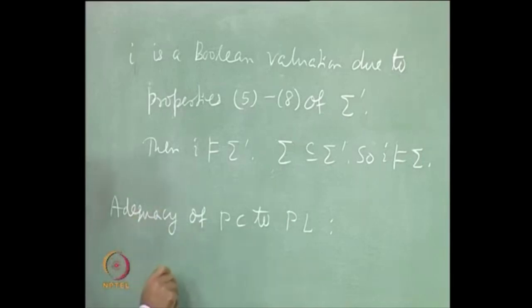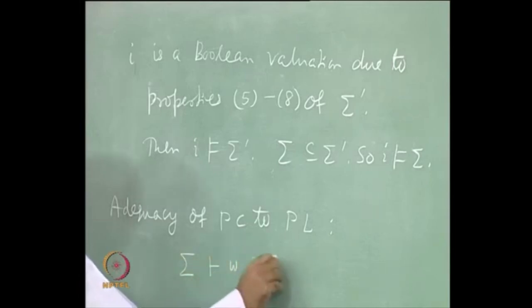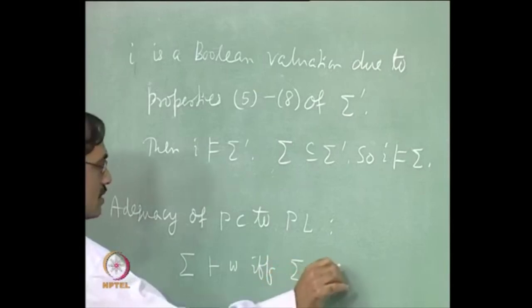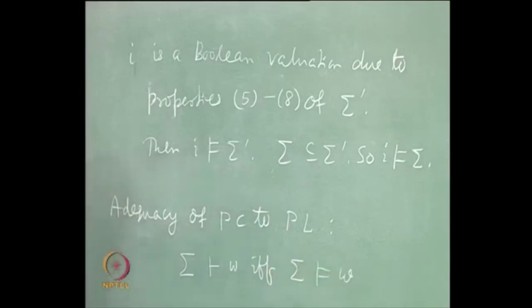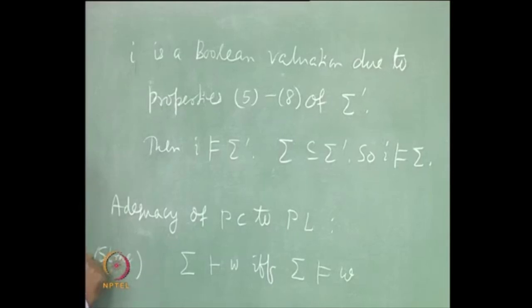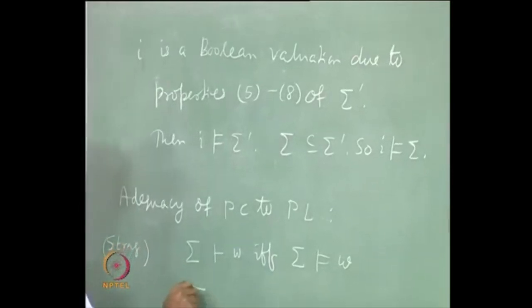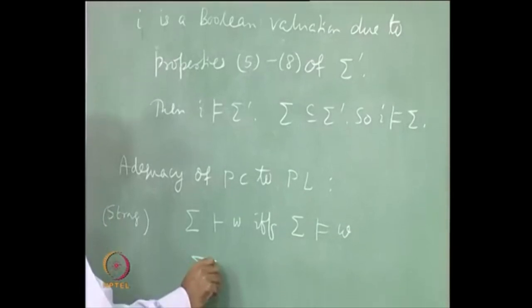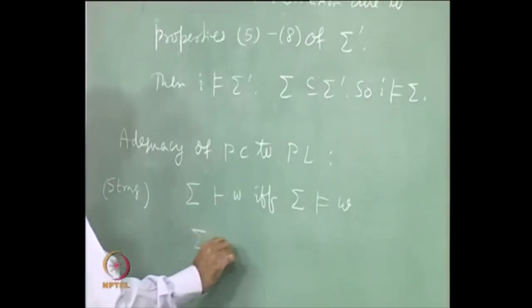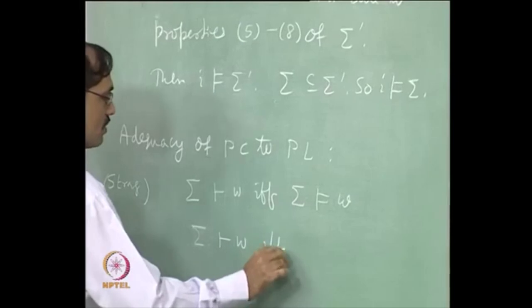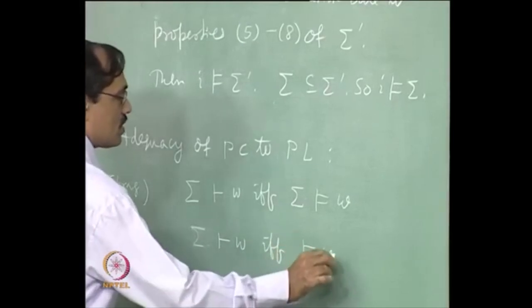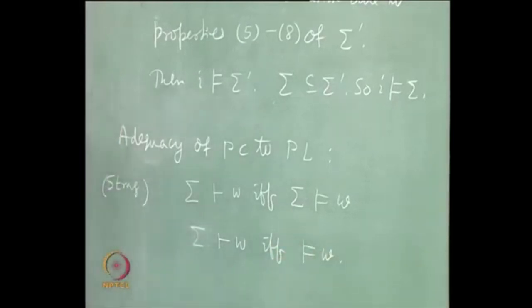So, adequacy really means what? Sigma entails W if and only if sigma semantically entails W. This is your strong adequacy. And if you do not have strongness, you say W is a theorem if and only if W is valid without any sigmas, right.